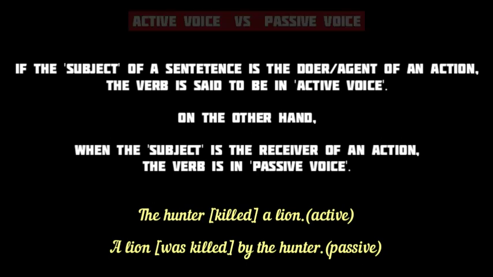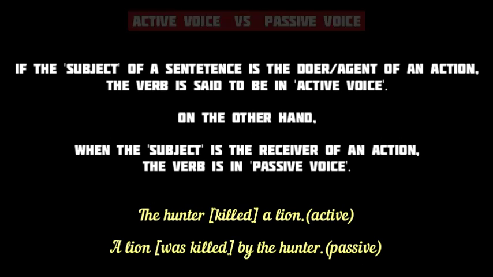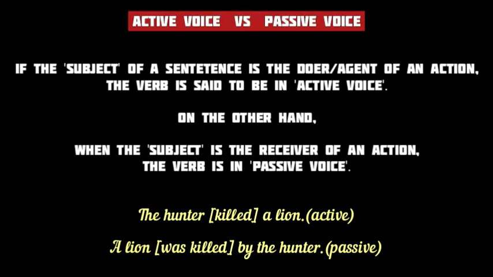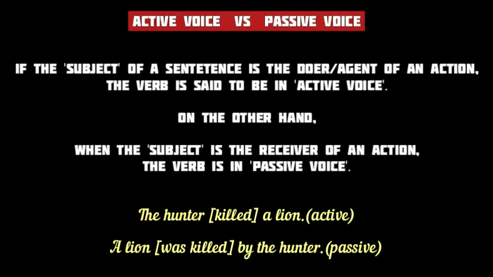While on the other hand, if the subject of a sentence is the receiver of an action, if something is done to it, the verb in such a sentence is said to be in passive voice. For example, in the sentence, the hunter killed a lion, the subject hunter is doing the act of killing. Hence, the verb killed is said to be in active voice.